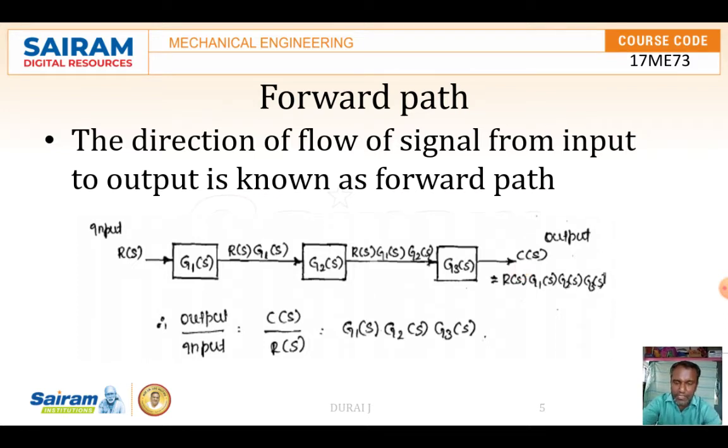Here also we are going to find the transfer function C of S by R of S. What is the transfer function over here? Finally, that is R of S into G1 of S, G2 of S, G3 of S. So what we understand is, to find the output, we multiply the input R of S by the transfer function or block. That is the output value you are going to get over here.